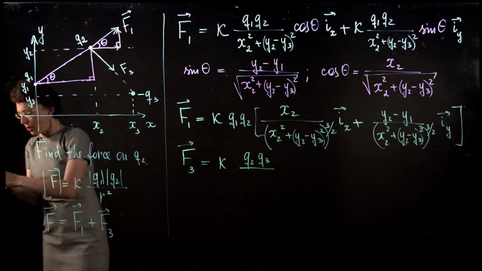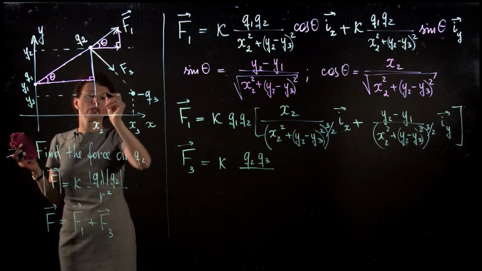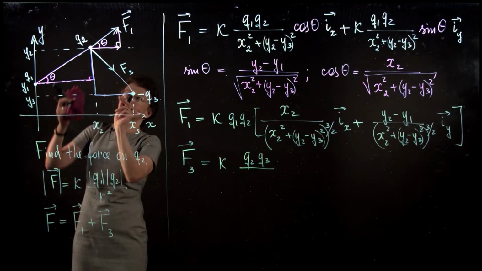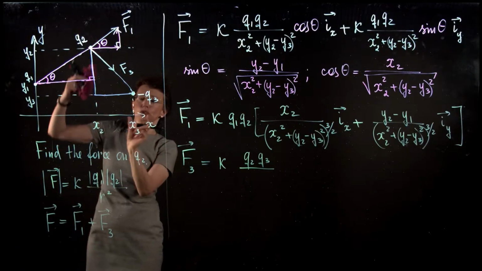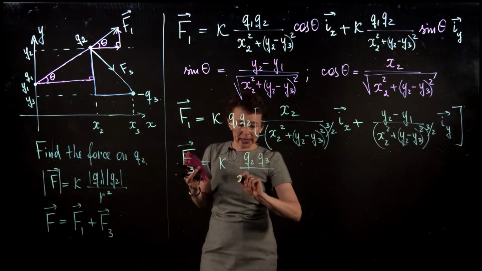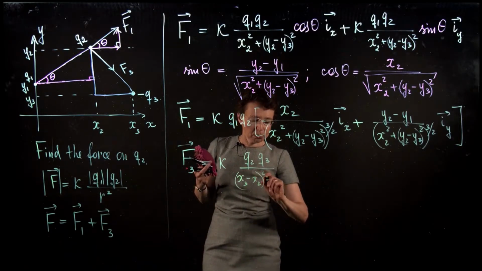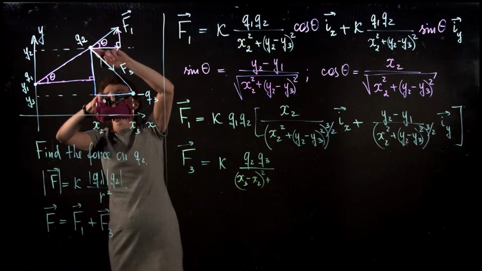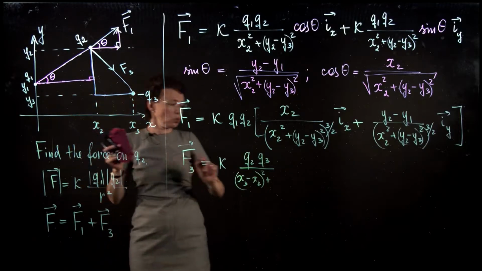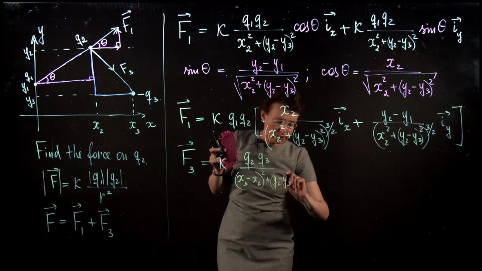I will use this triangle. We will draw it in blue. I will use this triangle to find distance between them. This is hypotenuse, which is x3 minus x2 squared, plus this leg squared, and this leg squared will be y2 minus y3 squared.